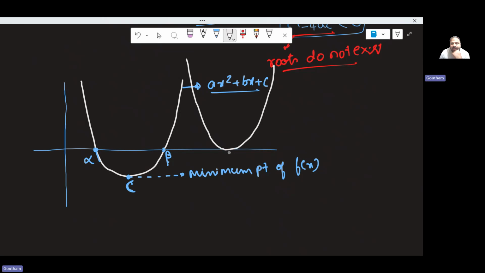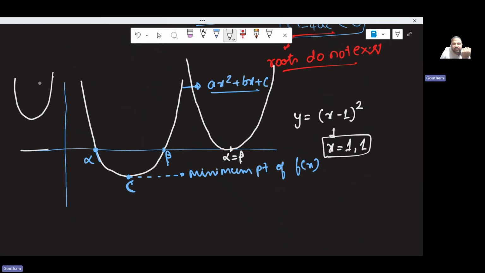Here alpha is equal to beta. Both are at one point itself. Say, for example, I showed you y is equal to x minus 1 the whole square. Here both the roots, that is x is equal to 1 comma 1. There are two roots. Now another scenario, gentlemen, is where the curve doesn't touch at all. This is where b square minus 4ac, which we called d, is less than 0.